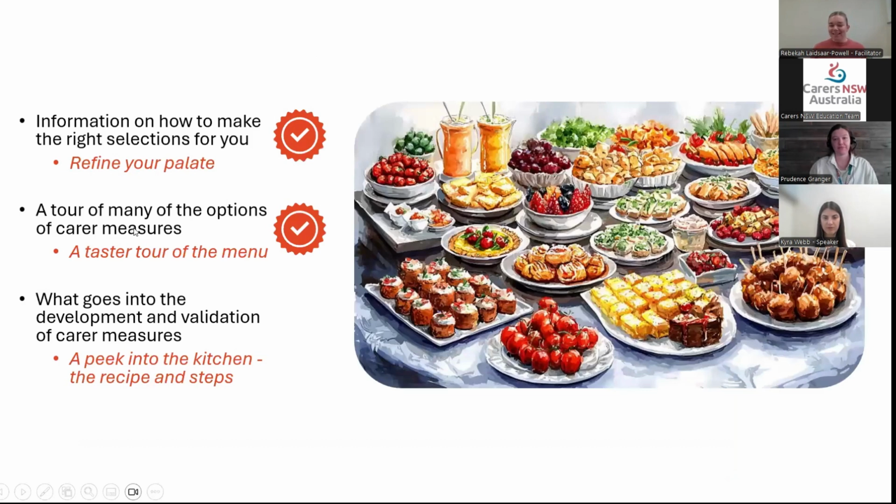So that's it in terms of your refining of the palate and taster tour of the menu. I guess for the rest of this talk today, the presentations are really going to be about a peek inside the kitchen of how we go about constructing a measure, from those early developmental phases all the way through to how we might use them in clinical practice. So I'll stop the share there, and Prue, over to you while I bring up the next presentation.